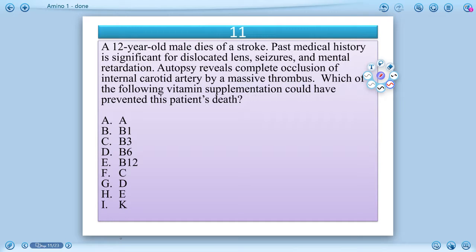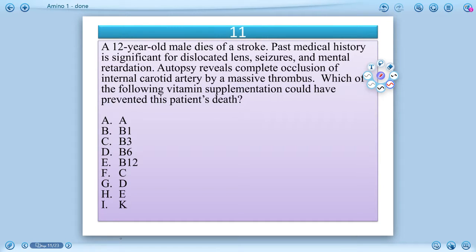A 12-year-old male dies of a stroke. If a young patient dies of a stroke and we're thinking of vitamin problems, you're going to think of B6 or B12. It's homocysteine for sure. There's nothing else. Because homocysteine leads to what? Thrombotic events. So anyhow, I haven't read it yet.